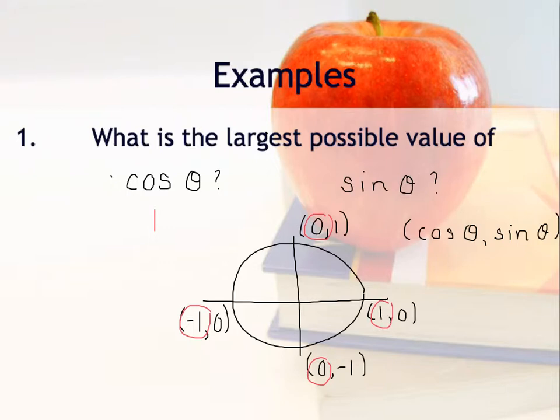Now, as it concerns sine of theta, we need to look at the y-coordinates of the points on this unit circle. Well, we've got y-coordinates of 0 and 1 and everything in between, and 0 and -1 and everything in between. So the sine of theta, you see, has the largest possible value up here at +1. So each of them has the largest possible value equal to 1, and you'll notice that each of them has the smallest possible value equal to -1.